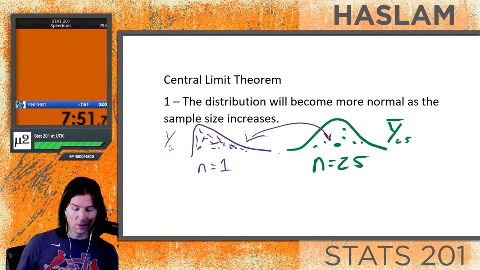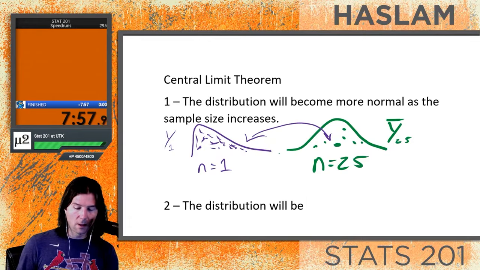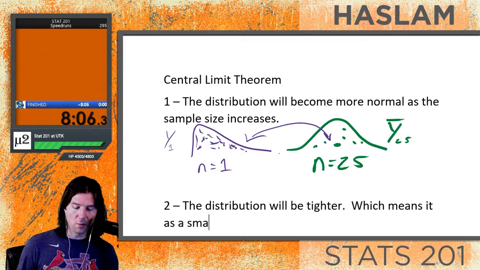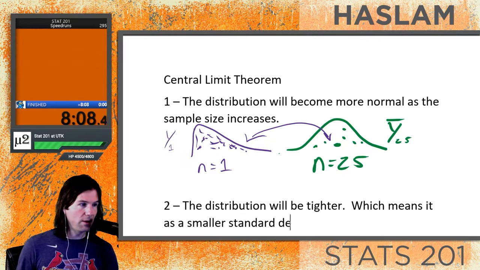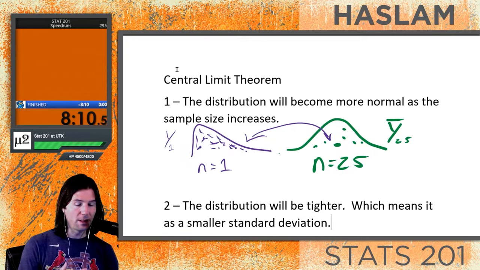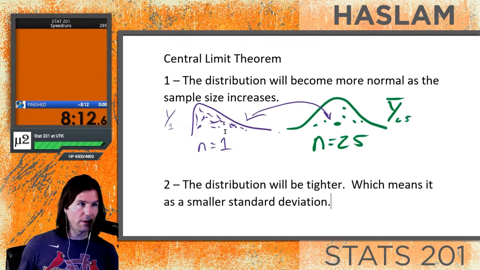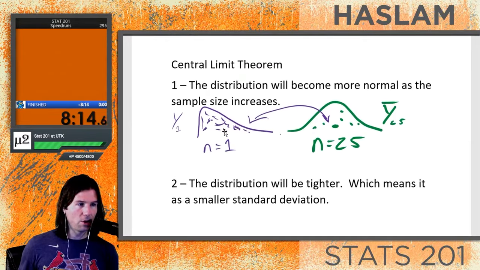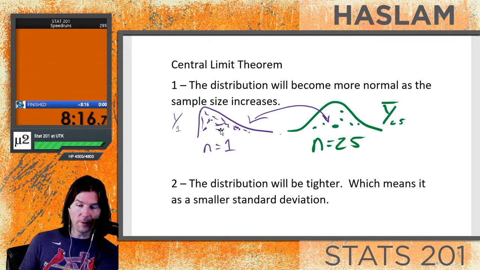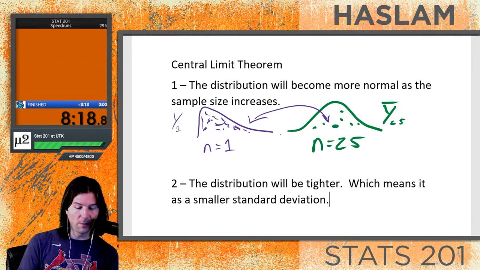But the variation, which is the second part of this, the distribution will be tighter, which means it has a smaller standard deviation. And we saw this just a moment ago, via the formula sigma over square root of n.